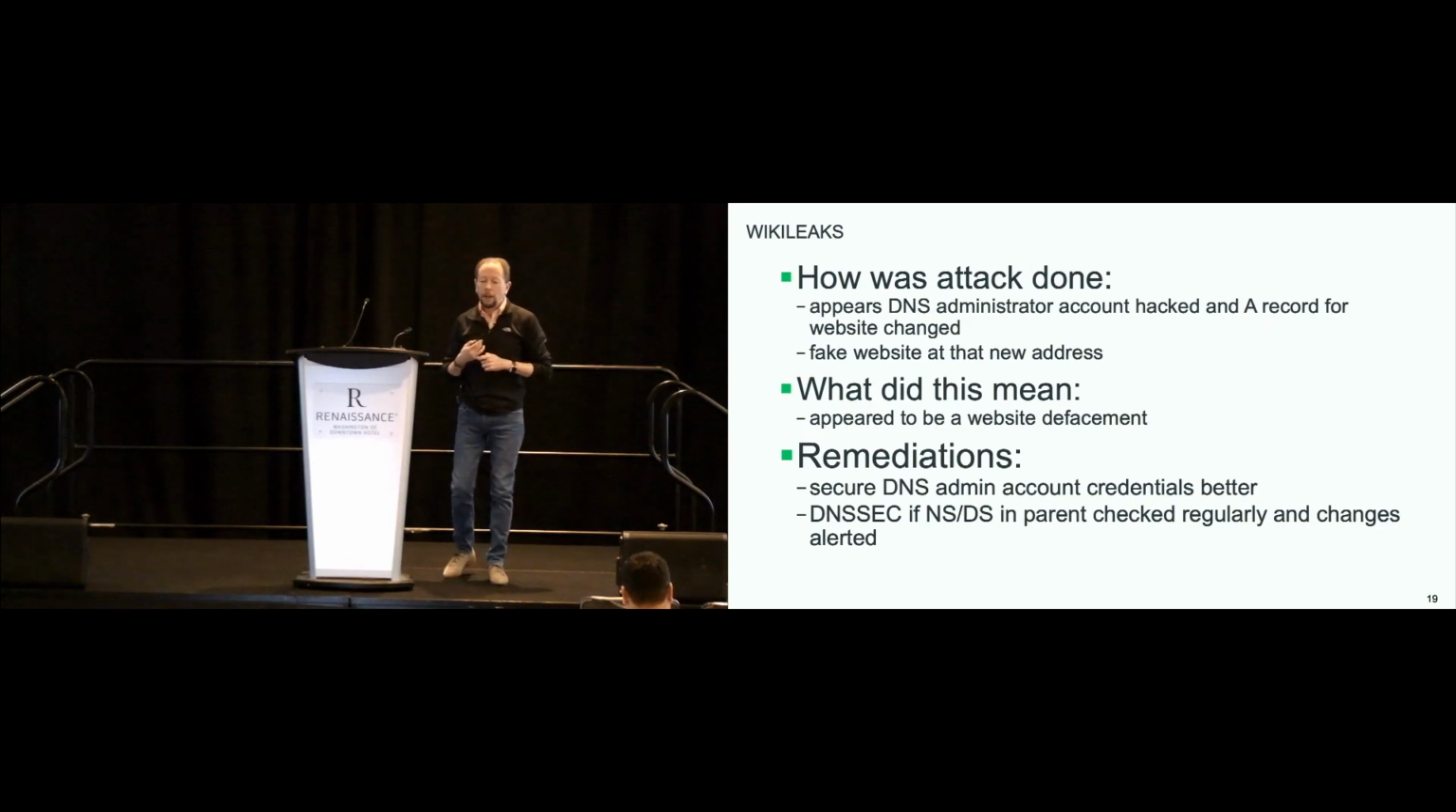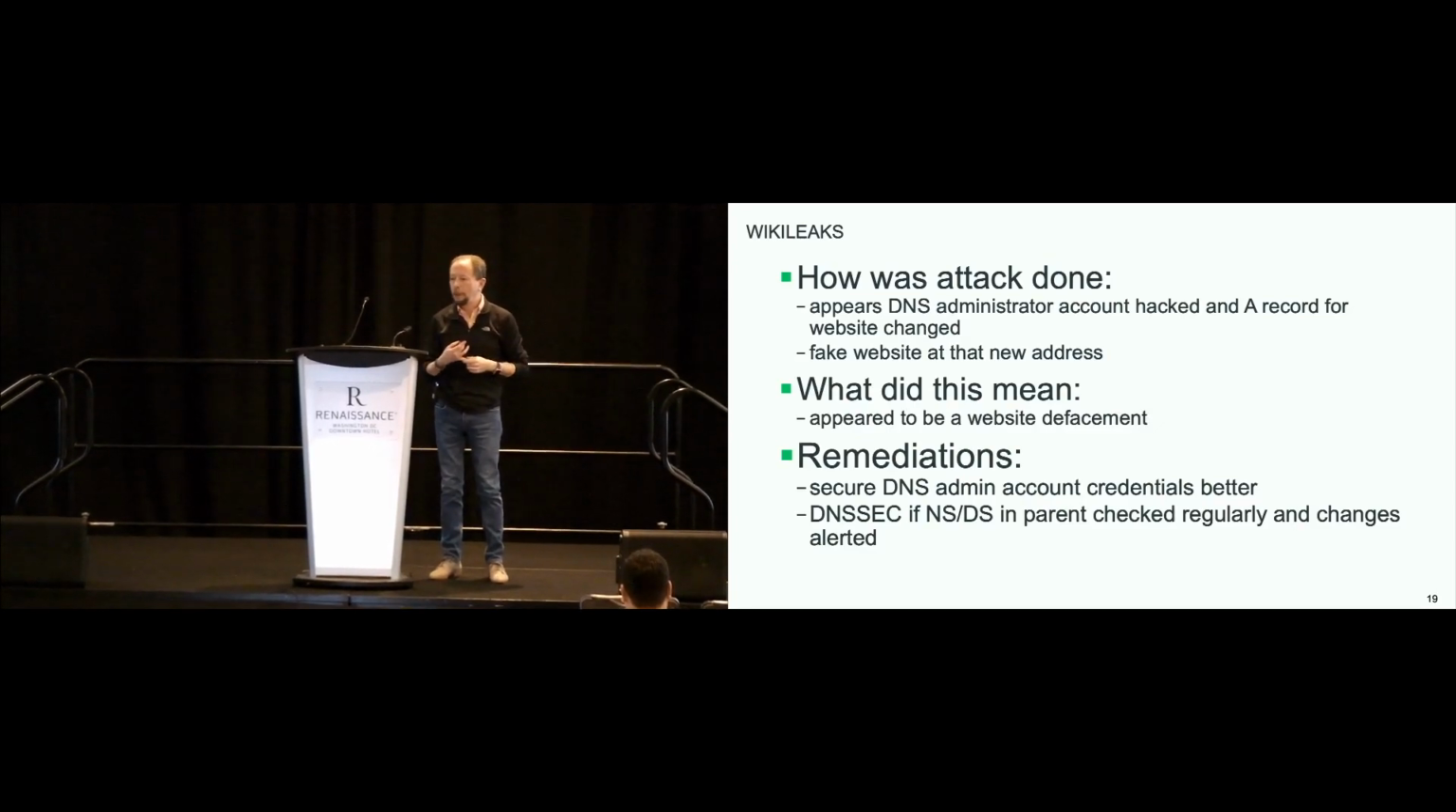WikiLeaks was actually much more simple. They basically somehow got the account credentials for the zone owner, and they just went in and changed the IP address on the A record. So it looked like their site had been hacked, and they said, we have hacked the website and so on. But that wasn't true. The website was out there, just no one was going to it because they were going to a false one. And in this case, very simple: credentials, keep them secure.